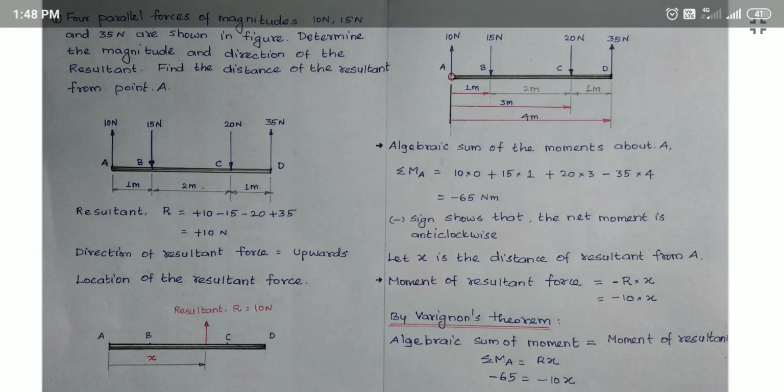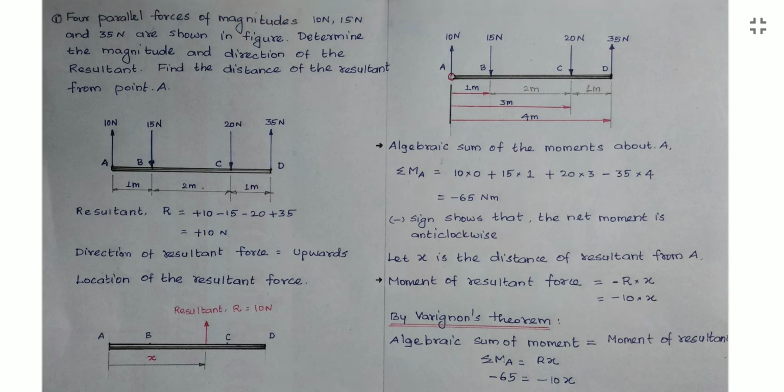Distance of the force 20 Newton from the hinge point, from A, because we are finding the moment at A. So we have to find the distance of this 20 Newton force from A. So up to this 1 meter, up to this 2 meter, 1 plus 2, so the total distance is 3 meter. So the moment of this 20 Newton force at this point A is equal to 20 into 3 plus 20 into 3.